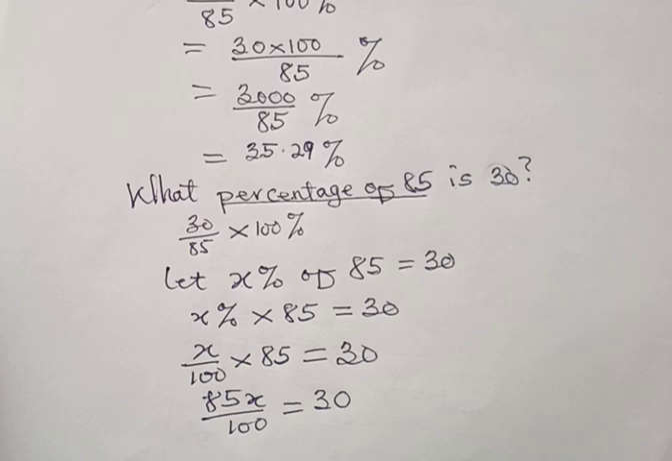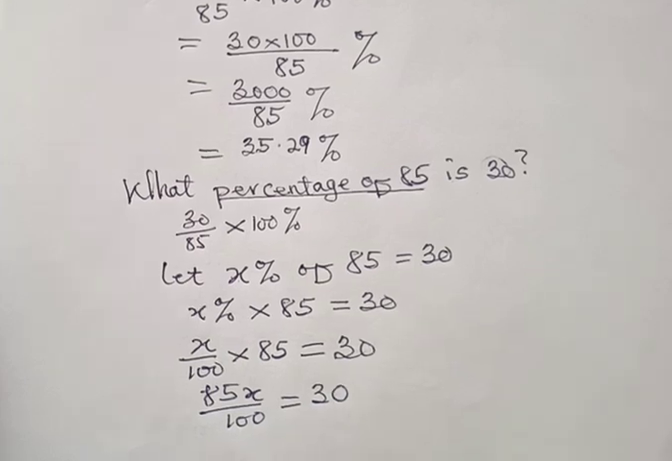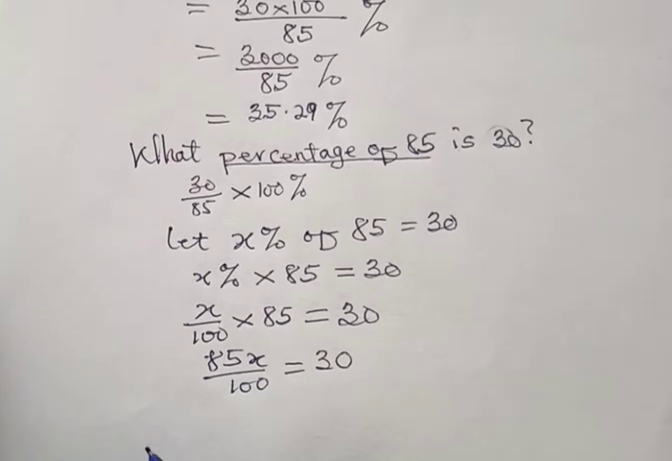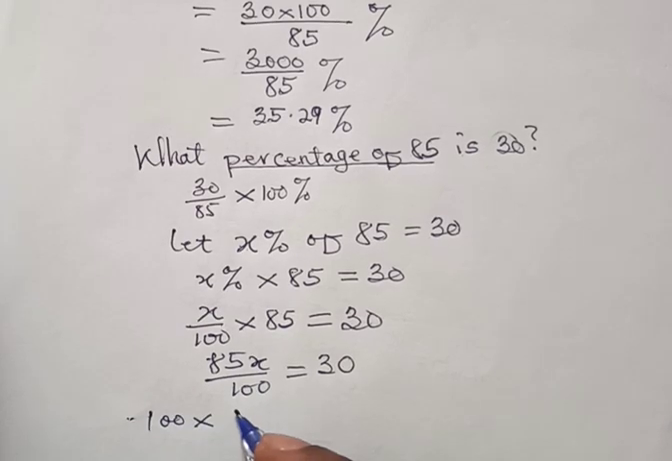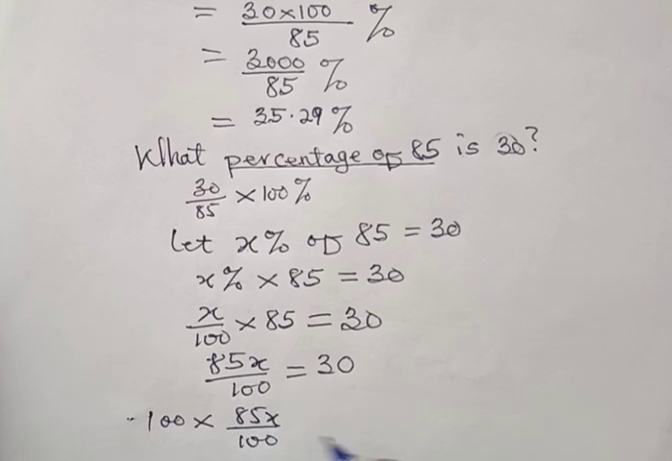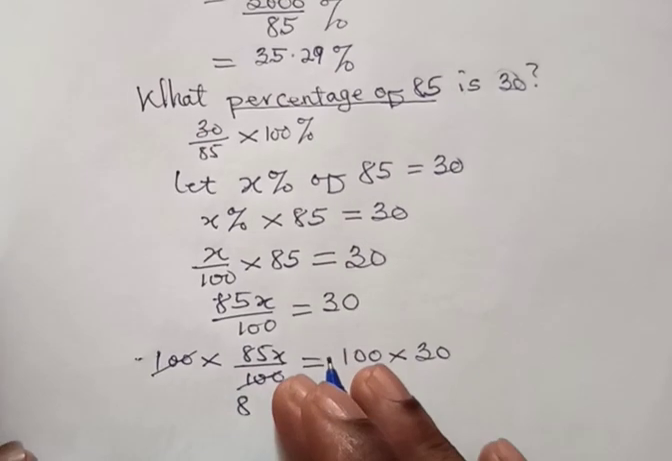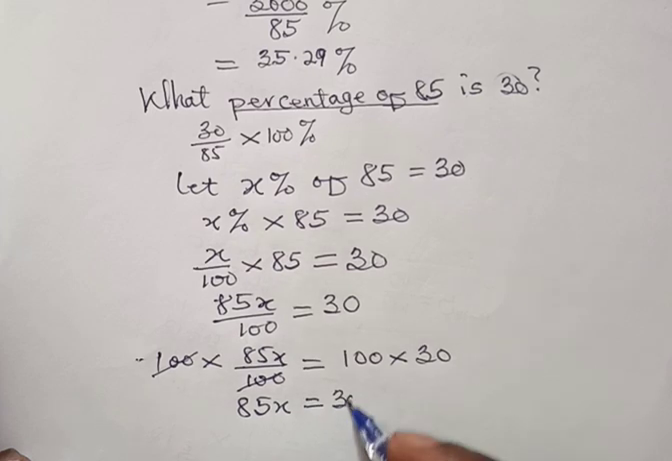Now, since we have this fraction, I've already told you this is not a matter of cross multiplication. I know once you have this, you quickly do cross multiplication, but we do what is appropriate. When you have a fraction, you need to find the LCM and multiply through. The LCM is 100, so it's going to be 100 times 85x all divided by 100, which is equal to 100 times 30. So this one goes, and then we have 85x, which is equal to 100 times 30, which gives 3000.